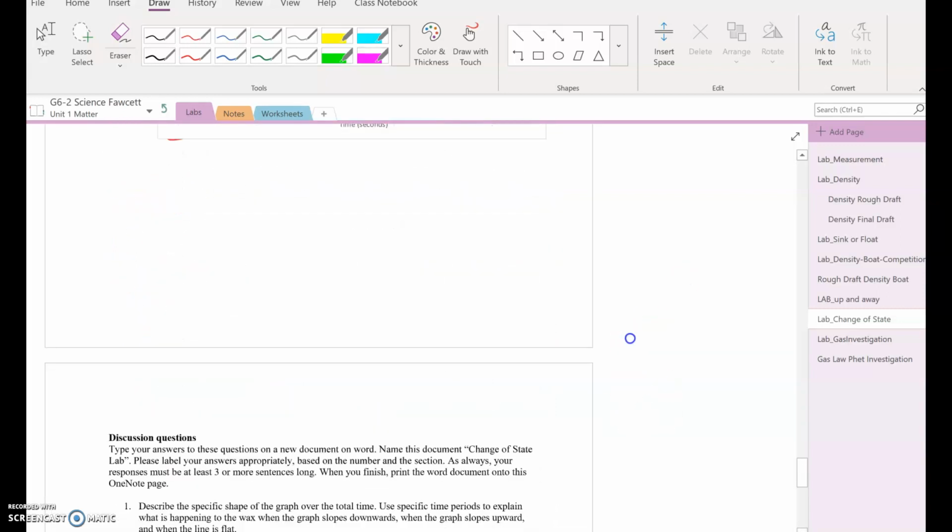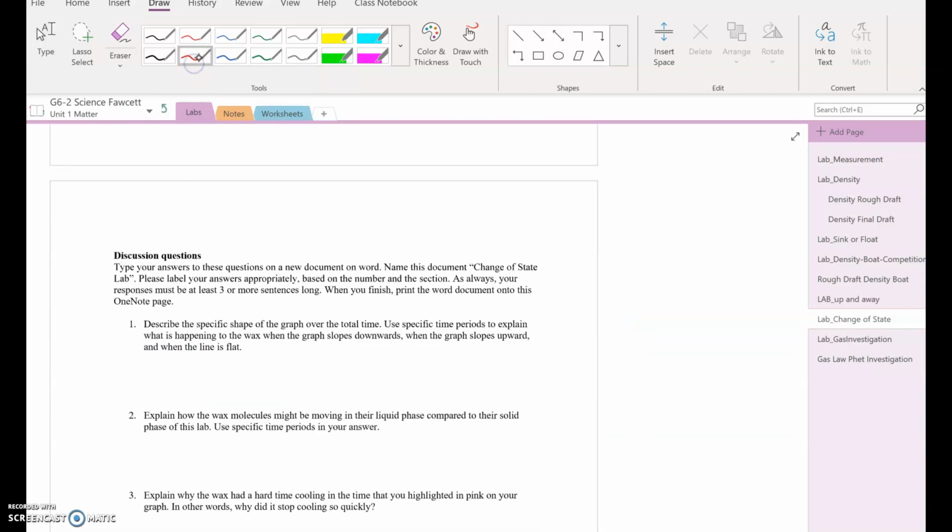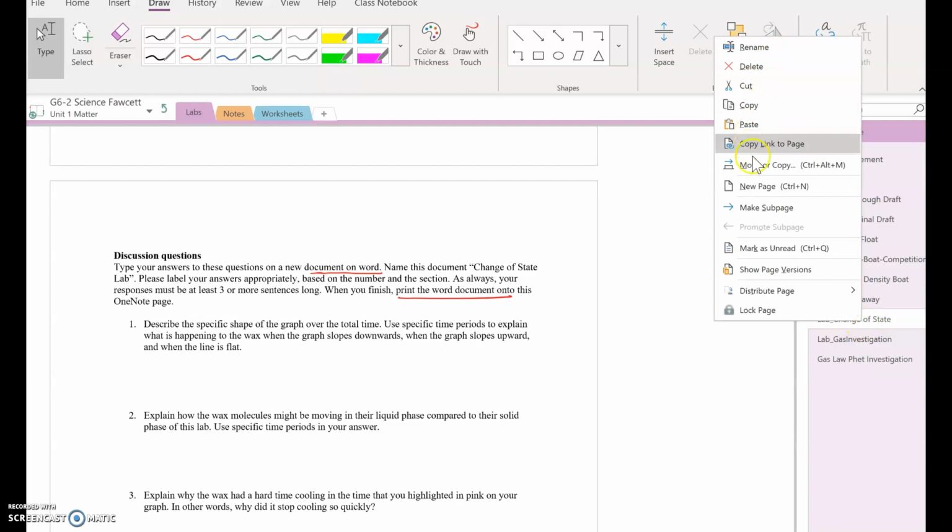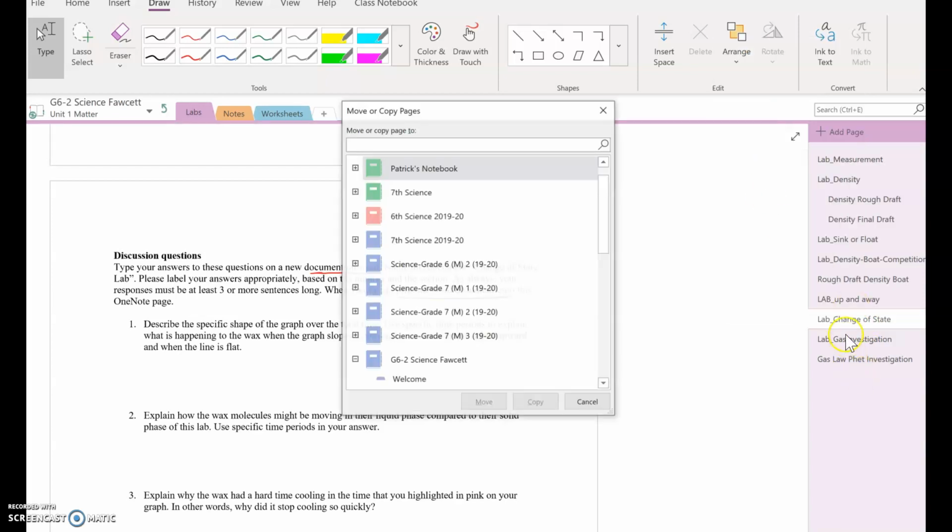Now for the rest of the lab, once you've checked that you have all of that stuff filled in and your graph there and it highlighted correctly, your discussion questions should have been typed into a separate Word document. So you are typing these into a document in Word, and then you are going to print those into a page in OneNote. So what you're going to want to do for that is create a rough draft page underneath the change of state lab. So I'm going to make a new page here.